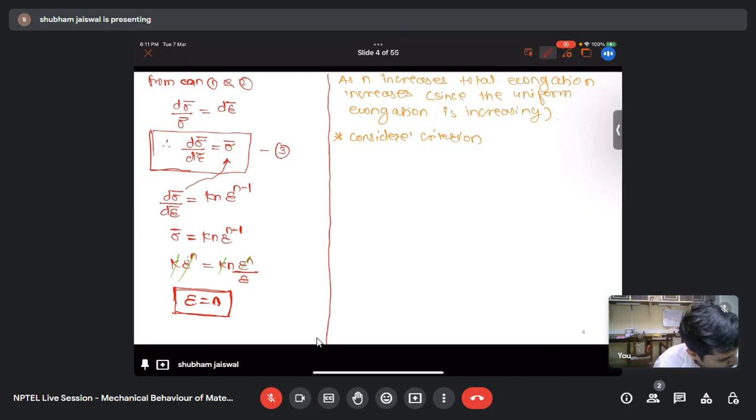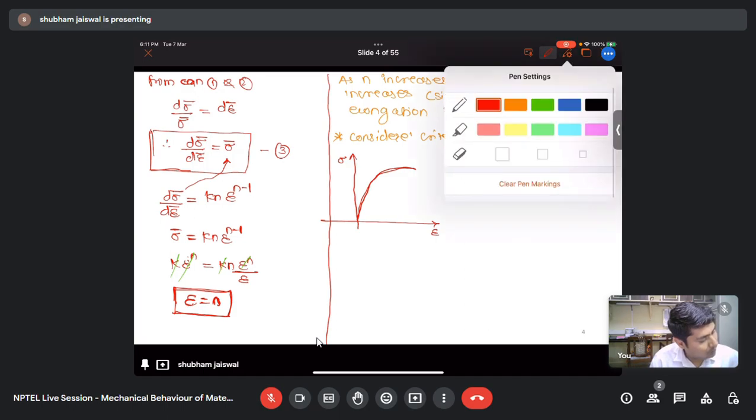So if I draw a stress strain curve, okay, something like this, true stress versus true strain curve.